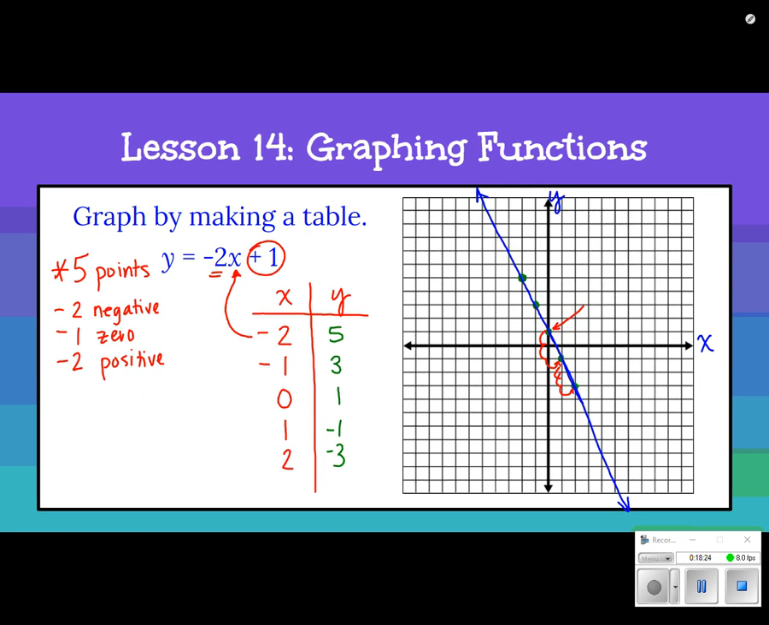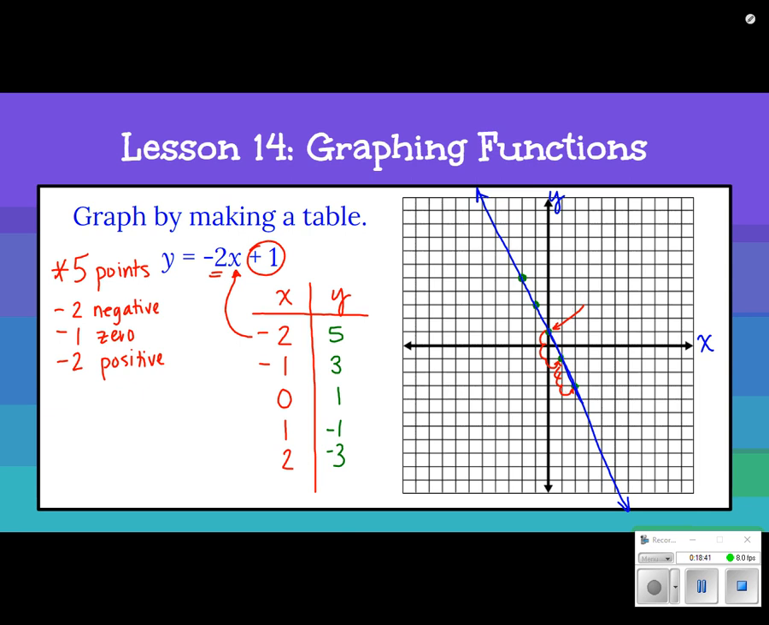But the thing is that we're going to be graphing some other things that you've never graphed before. We're going to be graphing some quadratics. We're going to be graphing some absolute value graphs. We're going to be graphing some cubics. And you don't know about these yet. You don't know their names. You don't know what they're supposed to look like.